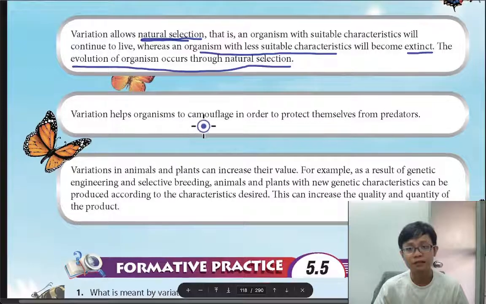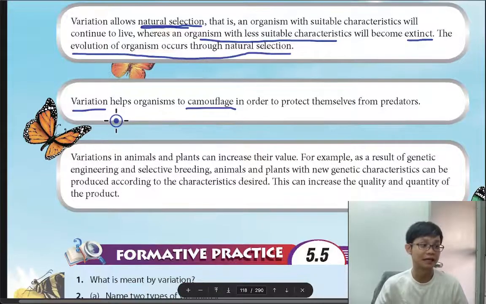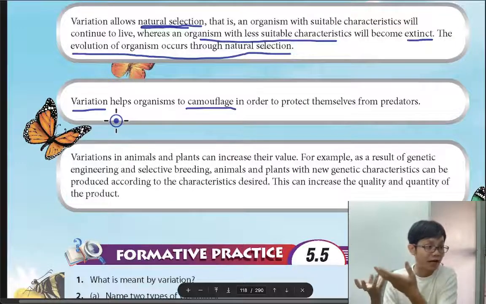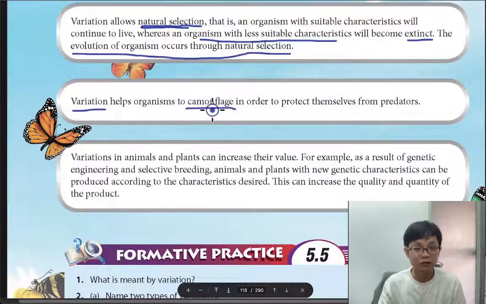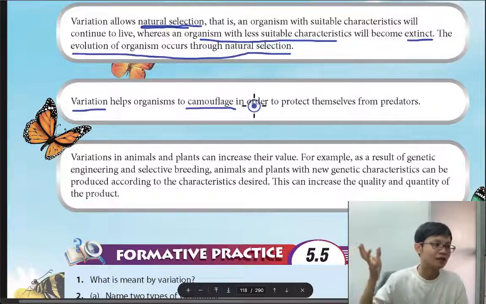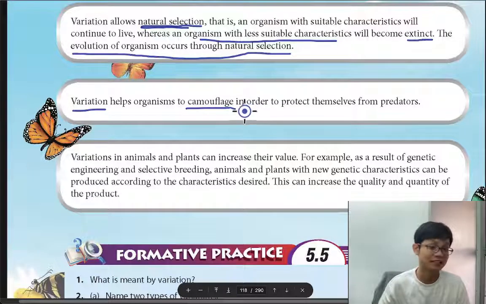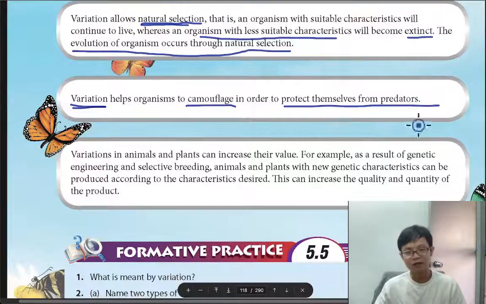Variation helps organisms to camouflage. Okay, so yeah, there is a change of color because of variation. For example, we can see maybe a white bear in winter, a brown bear in the jungle. Then you can camouflage, means people cannot see you. You don't want a brown bear or black bear to be in the Russian winter, then people can see, but you can see the bear is actually white. So this is also one of the reasons we have variation, to help organisms to camouflage, to protect themselves from predators.